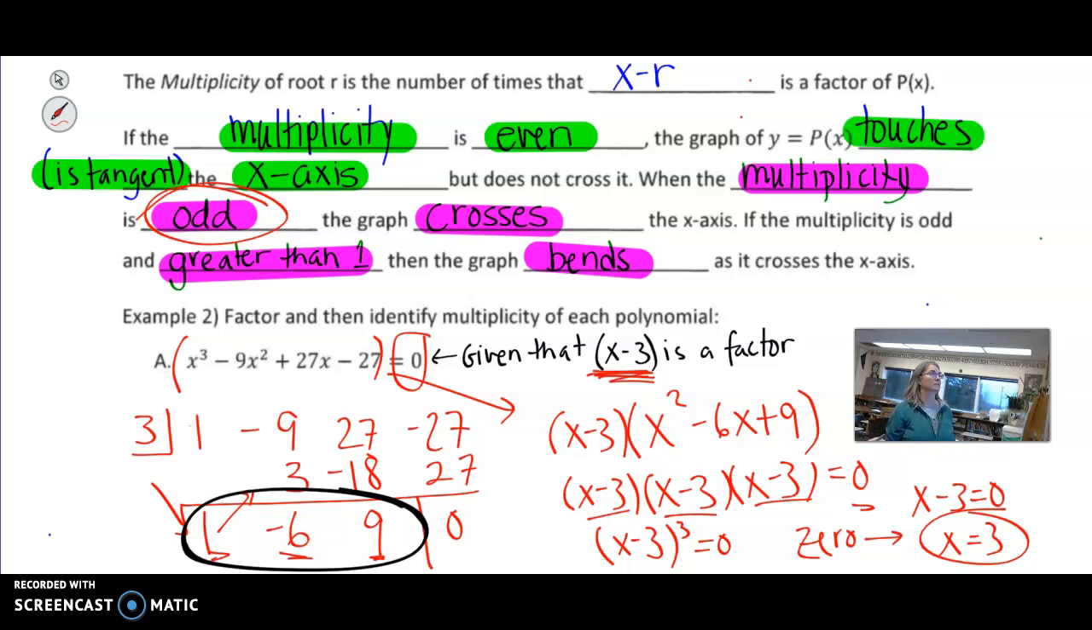If it's an odd number of times, we know that the graph is going to cross at that point. But not only that, we also know that because 3 is an odd number that's greater than 1, it's also going to have a little bend when it crosses the x-axis.